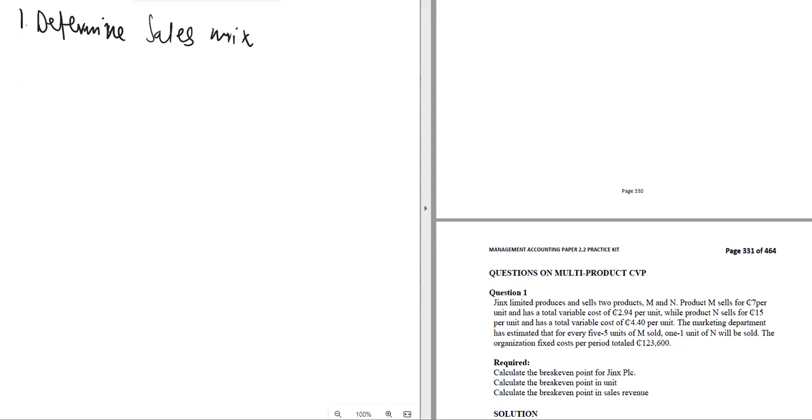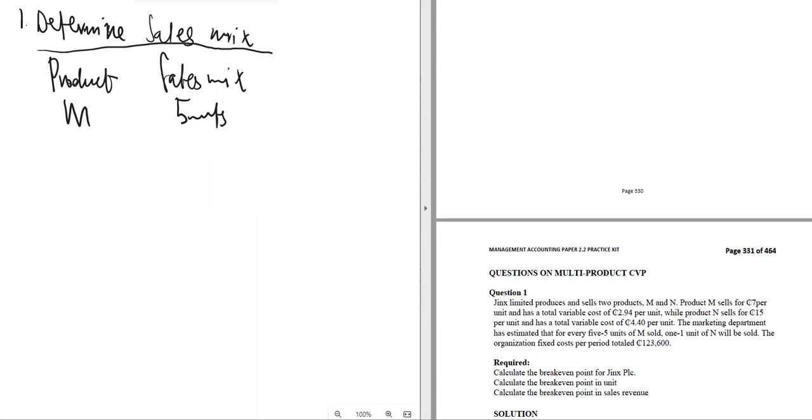So how do I get my sales mix? Per this question, it tells me that for every 5 units of M that is sold, 1 unit of N will be sold. So this is what I'll do. I'll bring my product here, and bring the sales mix here. For M, I sell 5 units, and for N, I sell 1 unit. If I put it together, I have 6 units. That means my sales mix is 5 out of 6 for M, and 1 out of 6 for N.